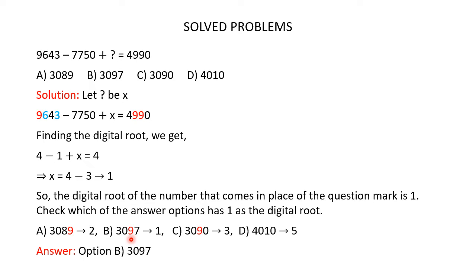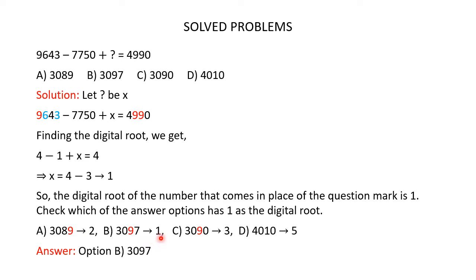Option B is 3097. Ignore the 9 here. 3 plus 7 is 10 and 1 plus 0 is 1. So the digital root is 1 here. Option C is 3090. Ignore the 9 here. So the digital root is 3 here. Option D is 4010. 4 plus 1 is 5. So 5 is the digital root of this number.